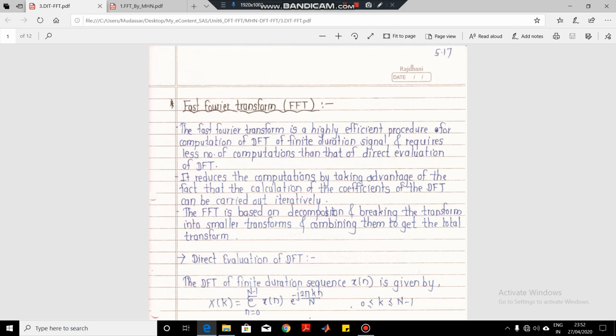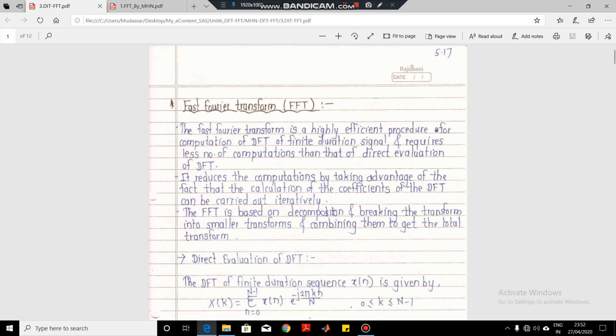So discrete Fourier transform is discrete in nature. So it can be stored on a computer, manipulated on a computer, and processed. So that's why DFT is a very important tool for analyzing the discrete time aperiodic signals in the frequency domain.